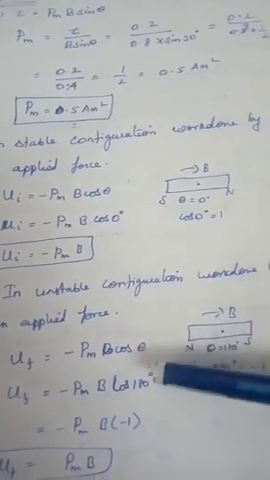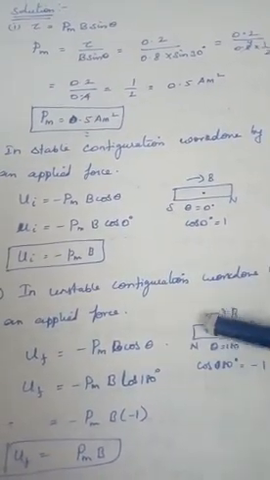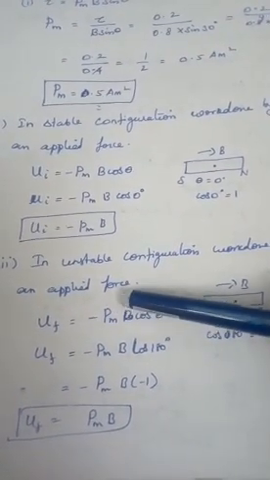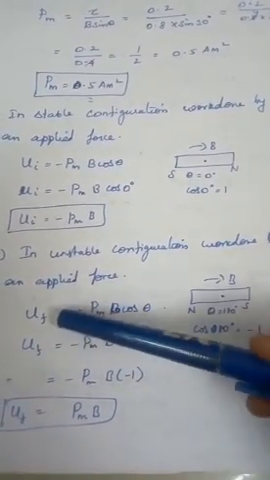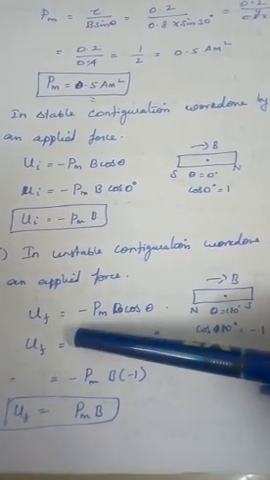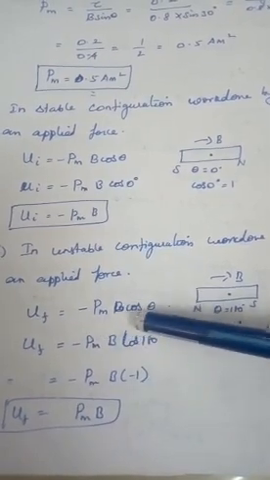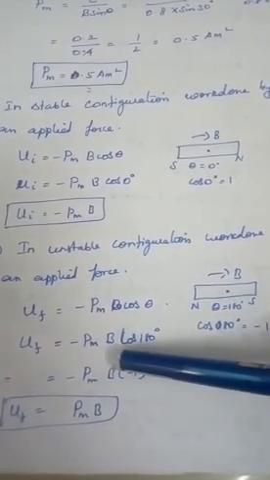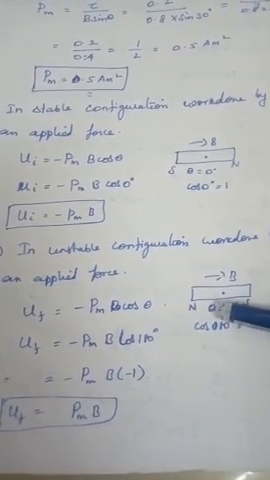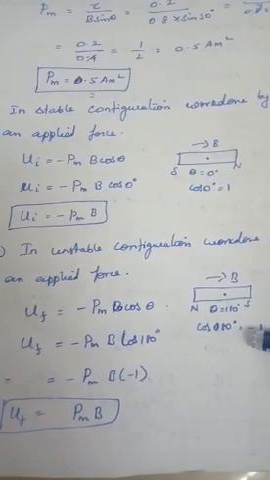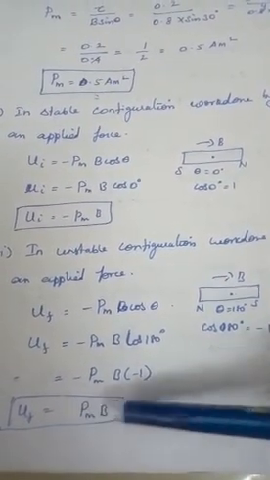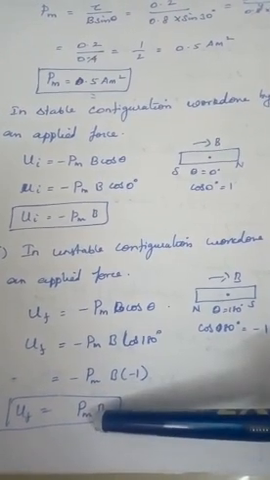Then the unstable configuration, where work is done by an external applied force. UF is the final energy. So UF is equal to minus PM B cos theta, and here theta is 180 degrees for the unstable configuration. Cos 180 degrees is minus 1. Substituting this value, you get UF is equal to plus PMB.